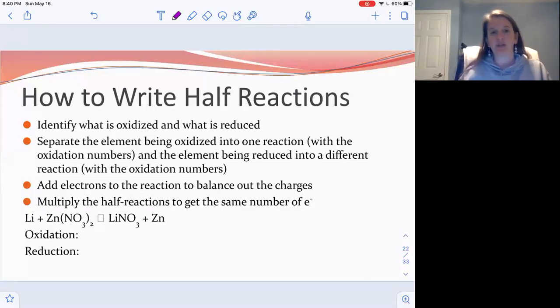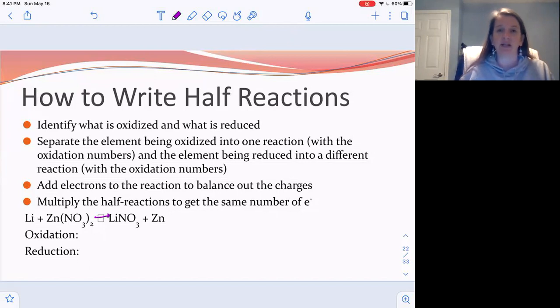Students, this video is going to go over how to write half reactions. We're going to follow these little steps in order to write half reactions. First, you're going to have to identify what is oxidized and what is reduced. How are we going to do that based off of a chemical reaction? You're going to start by assigning oxidation numbers.